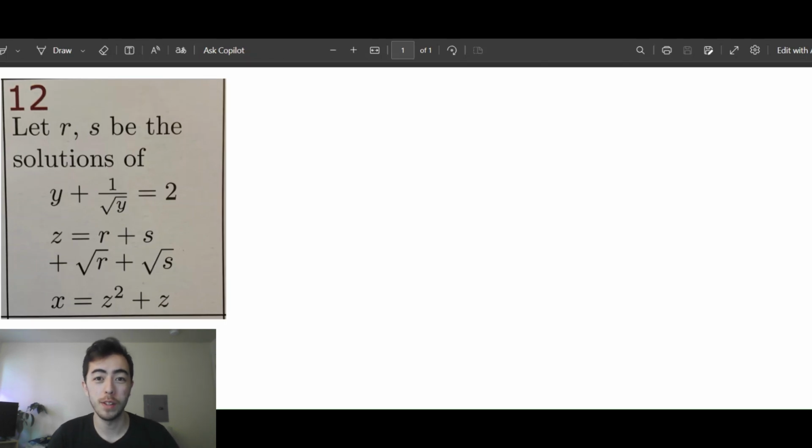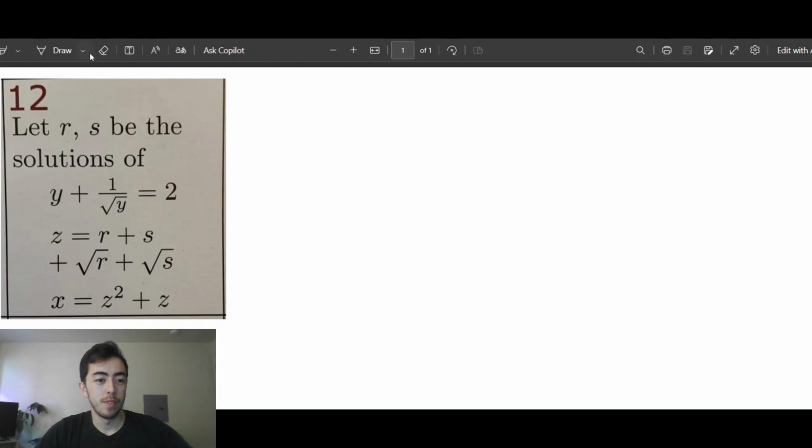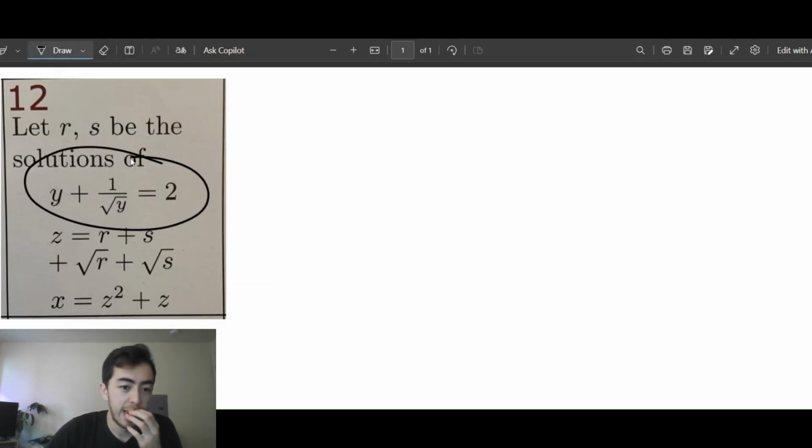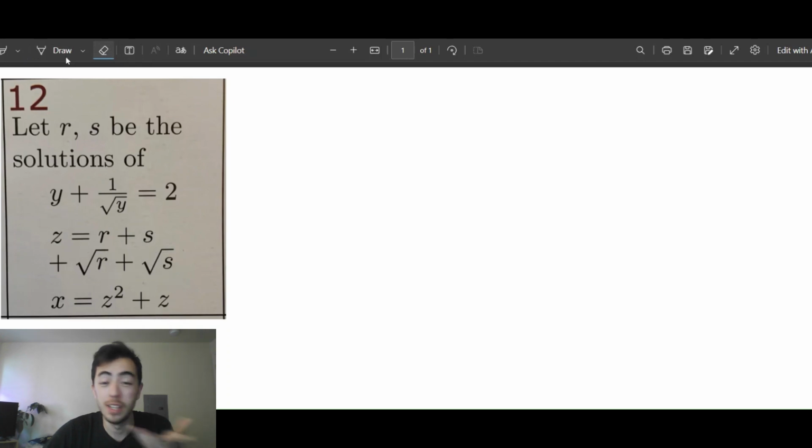Today is May 12th, and we have problem number 132 from this Daily Epsilon calendar to solve together. All right, R and S are the solutions of this equation. And then once we plug in R and S here, we get Z. And then finally, once we find Z, we can plug it in here, and we're going to get X today. All right, let's just get started.